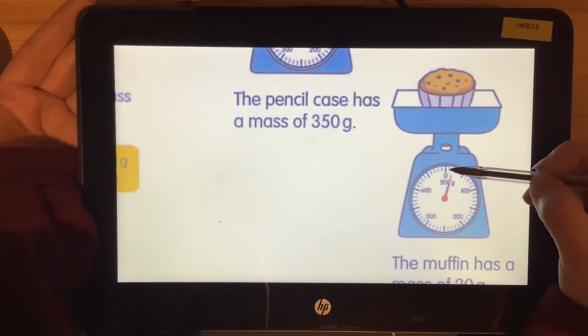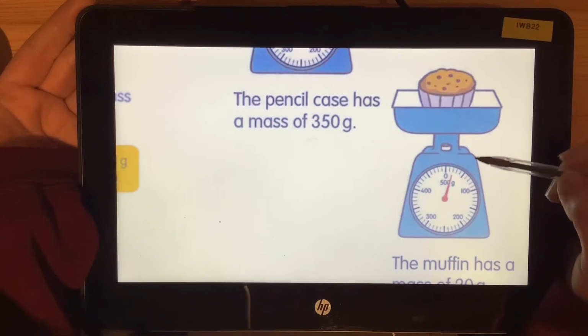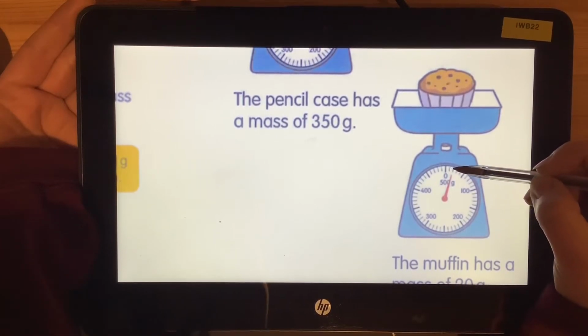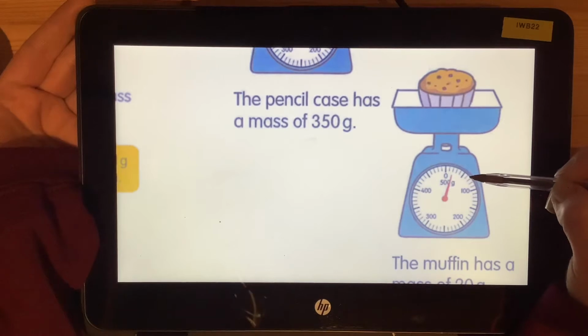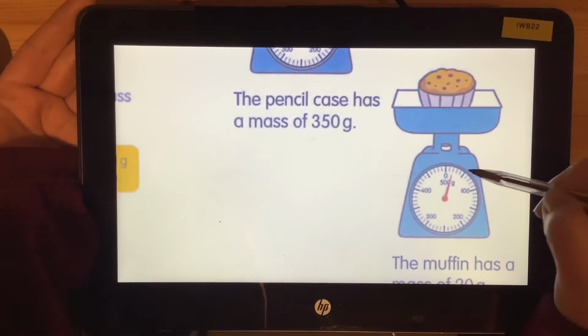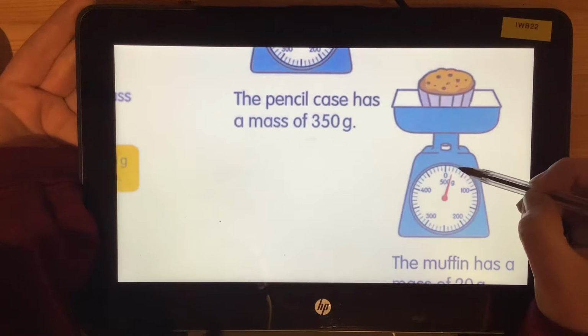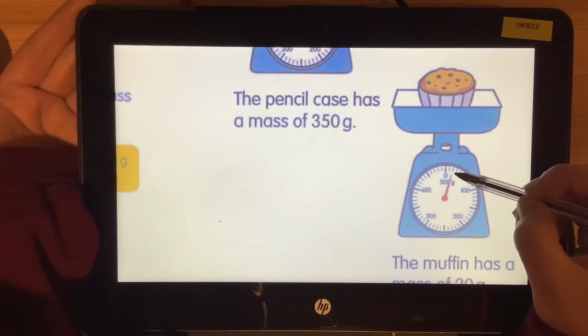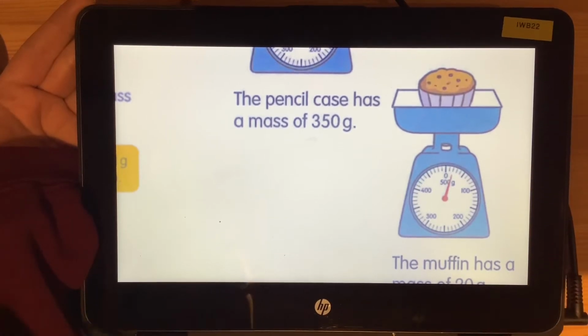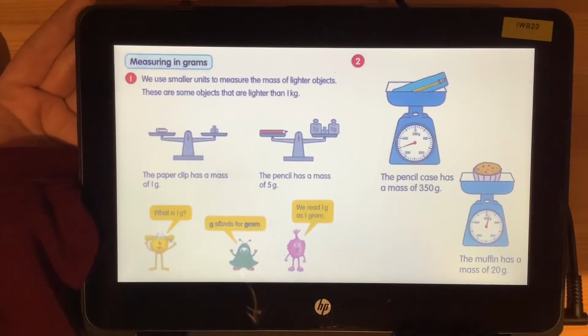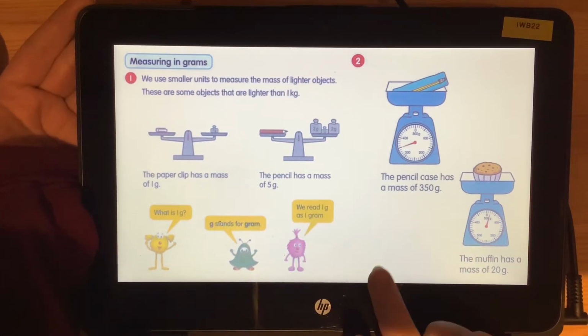If I count how many intervals I've got between, it should reveal to me what the answer is. So I've got 1, 2, 3, 4, 5. Now I know if I've got 5 points between 0 and 50, then each point must be worth 10 grams. Now I know that each marker, each interval is worth 10 grams. I know that my needle is pointing to the second mark, so it's 0, 10, 20 grams. So I know that the muffin has a mass of 20 grams.